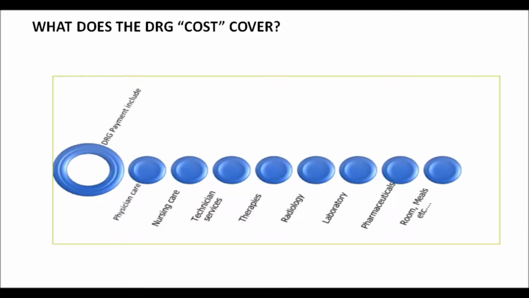What does the DRG cost cover? DRG payment includes physician care, nursing care, technician services, therapies, radiology, laboratory, pharmaceuticals, rooms, meals, etc.